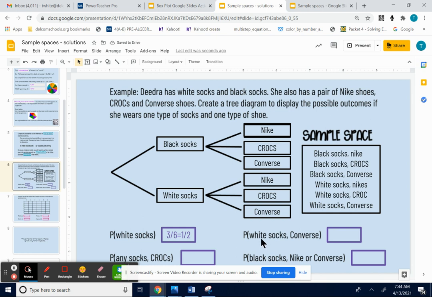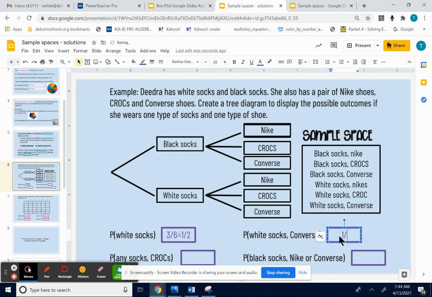Probability of white socks and Converse. Look at all the different times when we can find that favorable outcome of white socks and Converse. It only happens once, so 1 out of 6. Next, any socks and Crocs. That's telling us it could be black socks with them or white socks with them. So there's 2 favorable outcomes and there's 6 total. So 2/6, which reduces to 1/3.